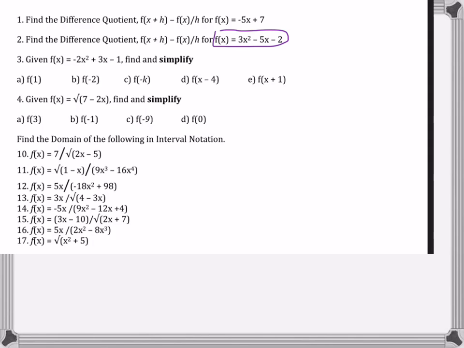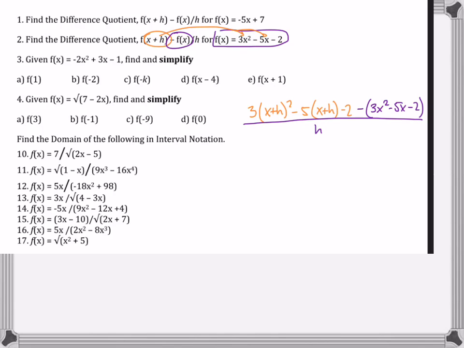For example, I'm still going to plug in x plus h into both x's, the x behind 3 and the x behind negative 5. So again, I'm just going to go ahead and write that down there. Okay, but now we do minus the entire function, so minus parenthesis 3x squared minus 5x minus 2, all over h. Okay, I'm going to start by expanding x plus h squared, which again we know the shortcut, x squared plus 2xh plus h squared.